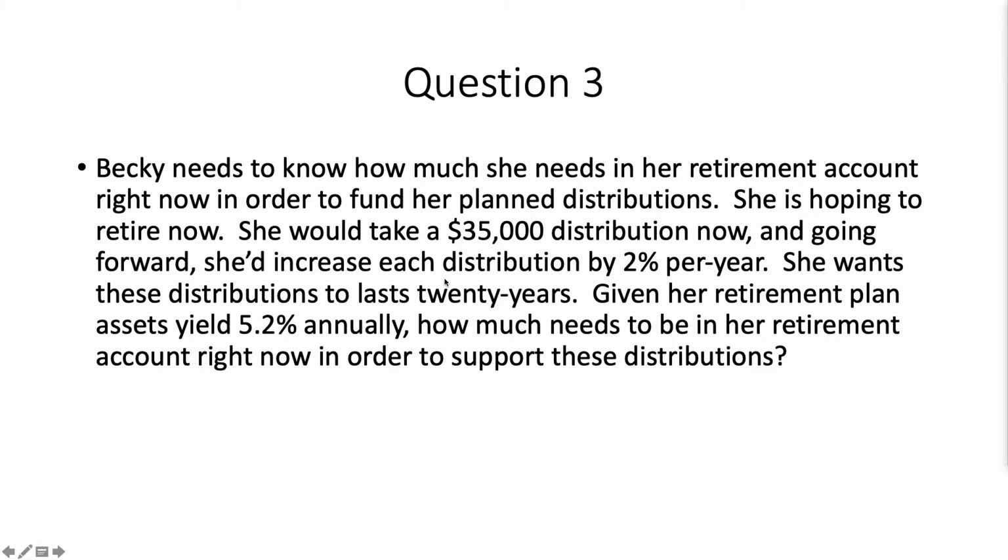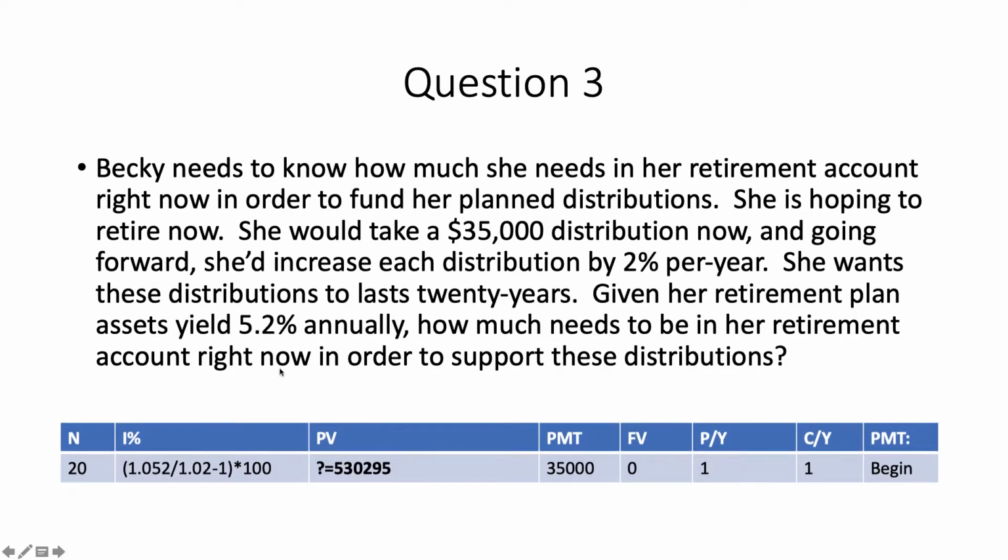So Becky needs to know, now these are the distributions, right? This Becky wants to retire now, and we've seen these before, and she would like to take a $35,000 distribution now, but going forward, she's going to increase it 2% per year. So every year during her retirement, she's going to take out 2% more than the last year. Her retirement yield is 5.2%. In other words, her assets yield 5.2% annually, and she wants her distributions to last 20 years.